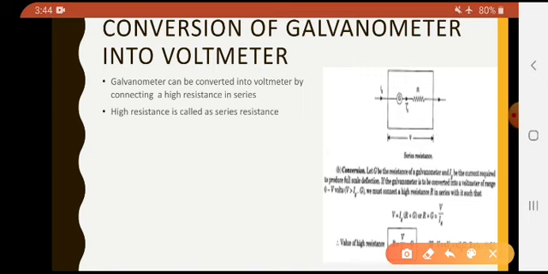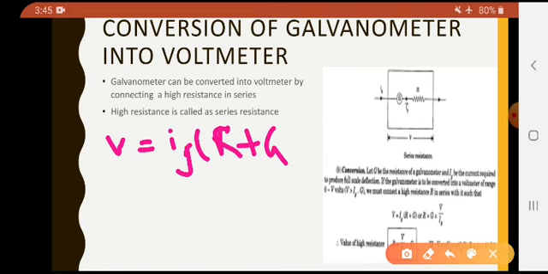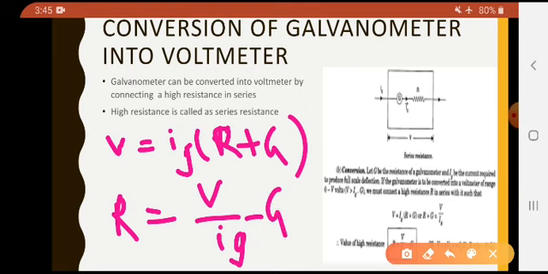Ig is the maximum deflection, V is the voltmeter potential, and R is the high resistance. The voltage V is the maximum voltage measured by the voltmeter. Then you can write V equals Ig into R plus G. Therefore, from this equation, R can be written as V by Ig minus G. This equation gives the value of resistance R.